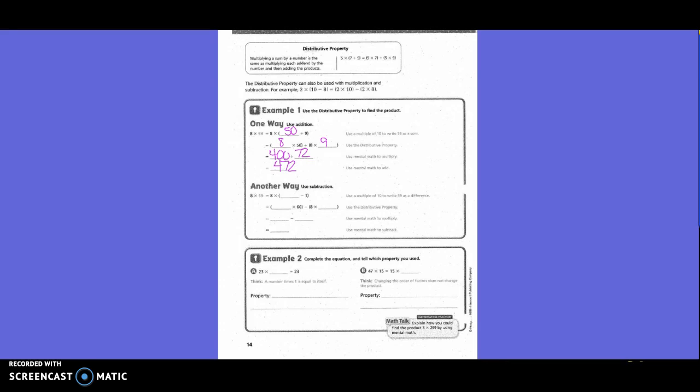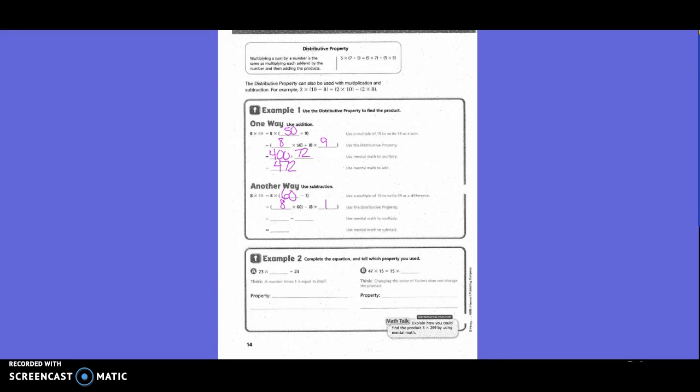Right? Another way, okay? This way, they are going to use subtraction, okay? And they say minus 1. So if I'm taking away 1, what would I have to have if I wanted minus 1 to get 59? 60, right? Because 60 minus 1 is 59. So I put in 8 here. So 8 times 60, and then 8 times 1, right?